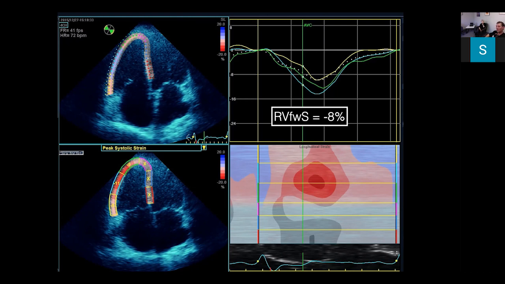The reason why I was probably doing it is I'd already done the LV and I was probably being lazy, and so I didn't change the aortic valve closure. It helped my point to say the RV dysfunction is down. Again, lazy echo clinicians.